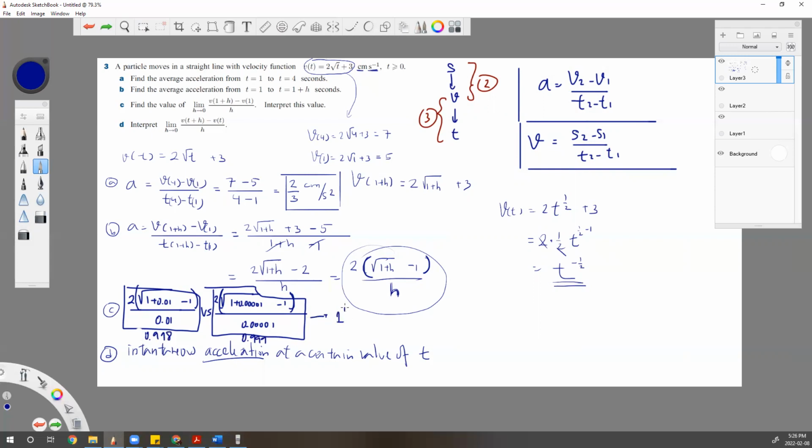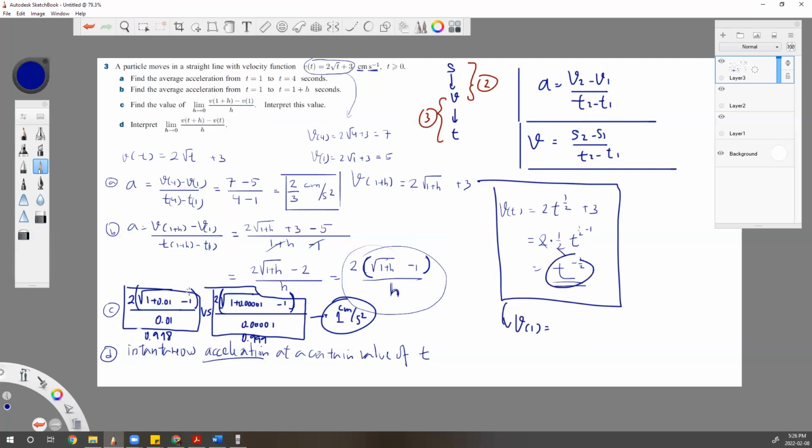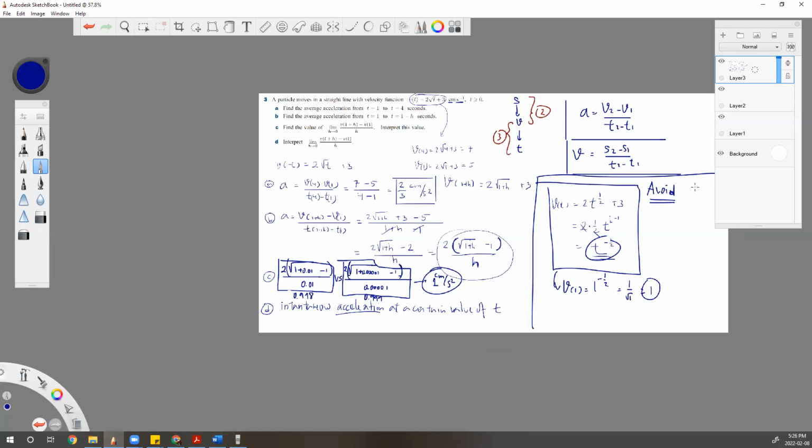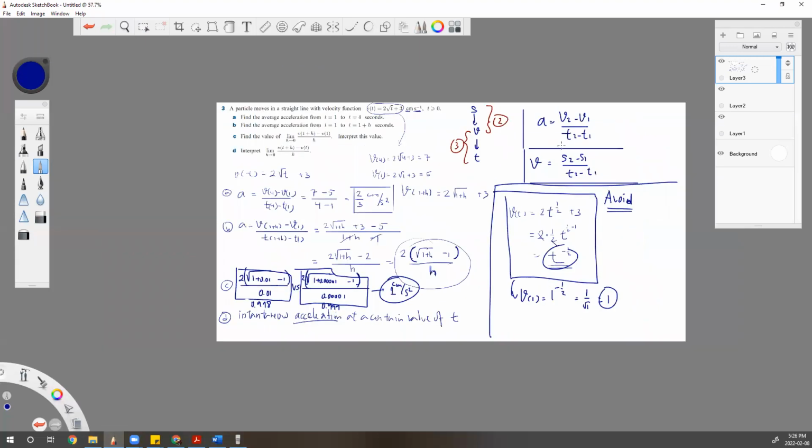So what is 1? 1 meter over second, or cm over second square. The acceleration at time t equals 1. Now if t equals 1, you just do this rather than the first thing: 1 over square root 1, which is 1 itself. So this is the simple way. Again, you need to avoid this for the first time, because we are not doing this unless you learn about differentiation.